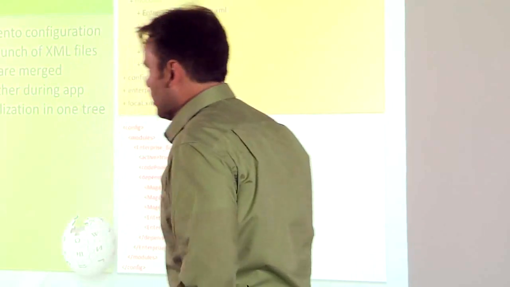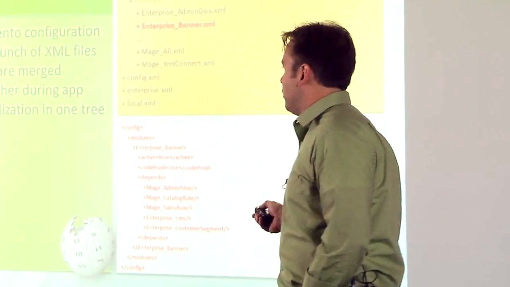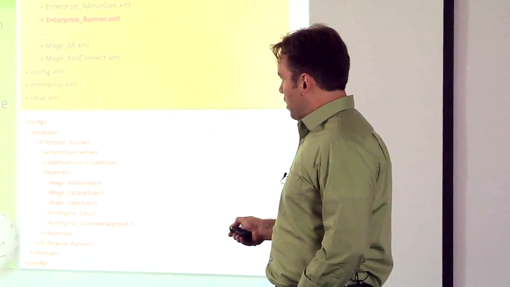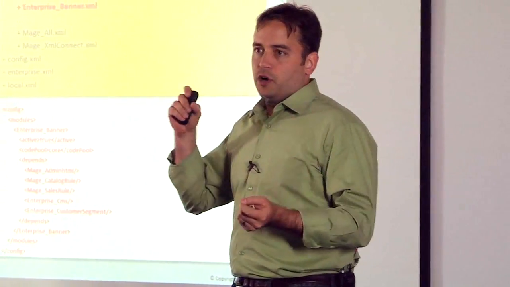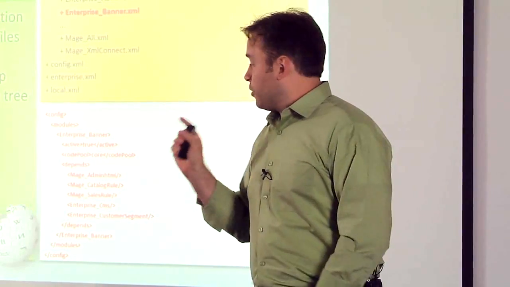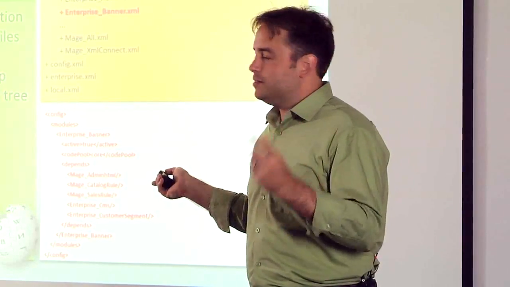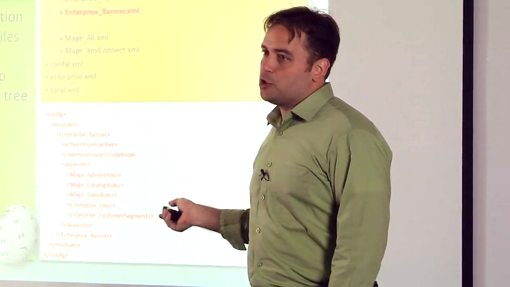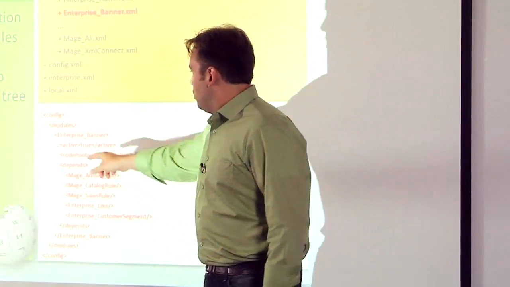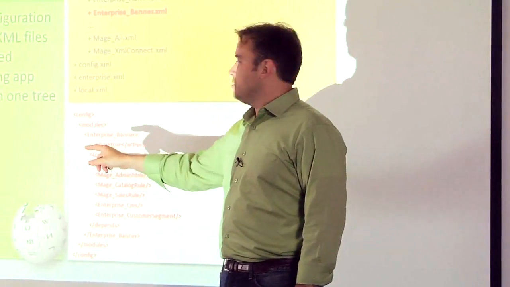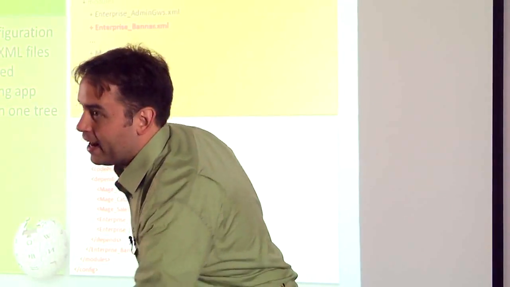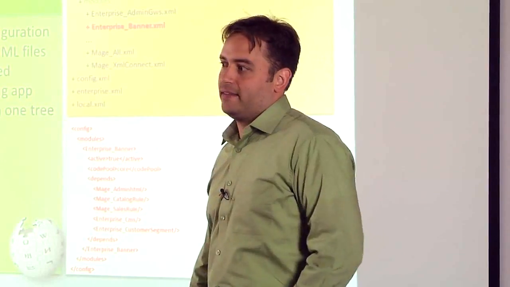So this is not the module configuration file, though. This is just the activation file. What these look like internally is a config node. So the root node, every XML document has to have a root node, and for configuration files, it's config. Inside there, we'll have a modules node. And inside modules, we have our namespace and module name. That is required, and it has to match the file system path.